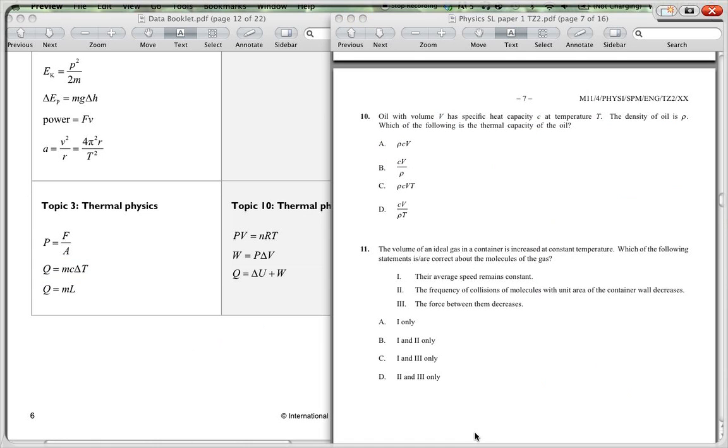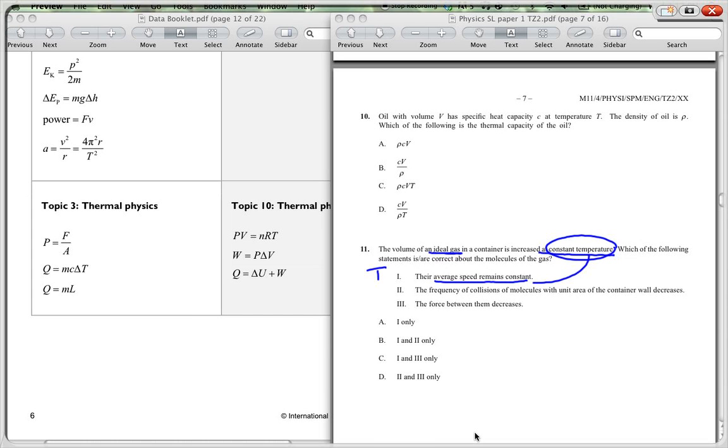For question 11, the volume of an ideal gas in a container is increased at constant temperature. Which of the following statements are correct about the molecules of the gas? So remember, this is an ideal gas, and we have constant temperature. So let's see. The average speed remains constant. Well, temperature is a measure of the average kinetic energy of the molecules. So we can say that that is true.